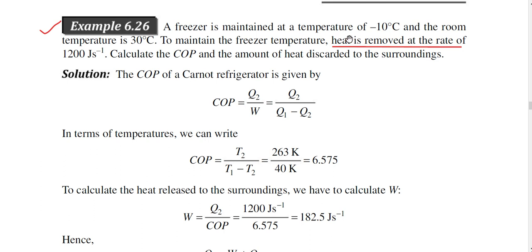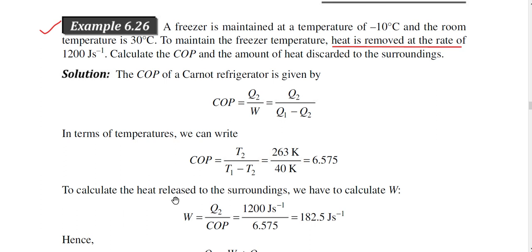We have to calculate the coefficient of performance and the amount of heat discarded to the surrounding. The coefficient of performance is defined as Q2 by W. Now W is again Q1 minus Q2, so this formula is Q2 by Q1 minus Q2. We also know that Q1 by Q2 is equal to T1 by T2, so the same formula can be written in terms of temperature also. The coefficient of performance is equal to T2 by T1 minus T2. In this problem T1 and T2 are given, so we can easily calculate the coefficient of performance.